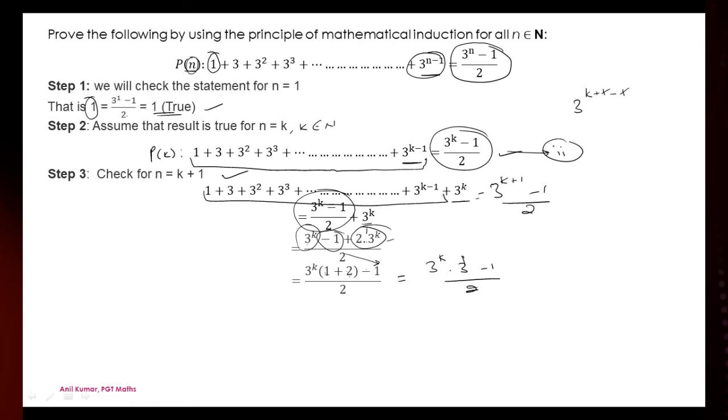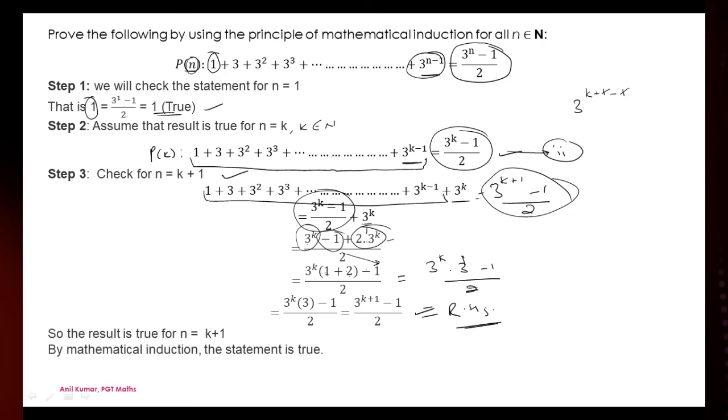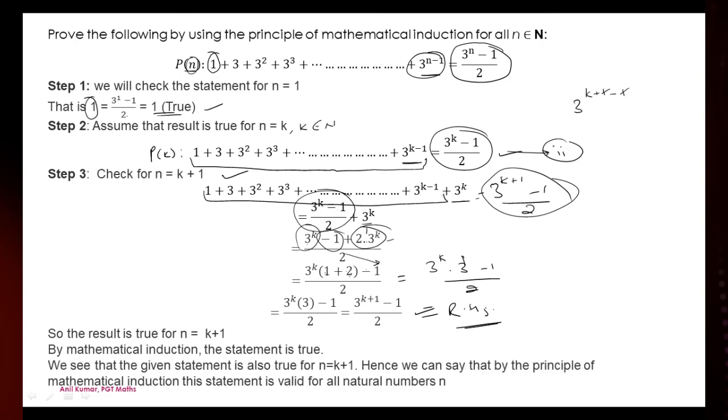So bases are same, so we will add the powers and it will become (3 raised to power k plus 1 minus 1) by 2. And that's what we required, which is equal to our right hand side. So it is true for n is equal to k plus 1. So by principle of mathematical induction, the statement is true, and we can declare that by principle of mathematical induction, that statement is valid for all natural numbers n.